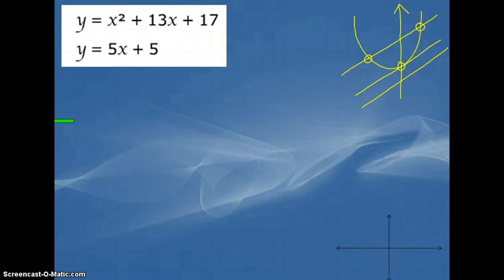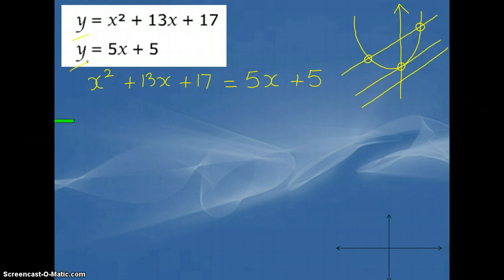Okay, so how do we solve this quadratic simultaneous equation? Well, first of all, you can see that both equations are equal to y. Therefore, they are both equal to the same y coordinate when they meet. Therefore, we can make these two equal to one another. So, our first line can be x squared plus 13x plus 17 is equal to 5x plus 5. So all I've done is I've made them equal to one another because the two y values were both equal to y.